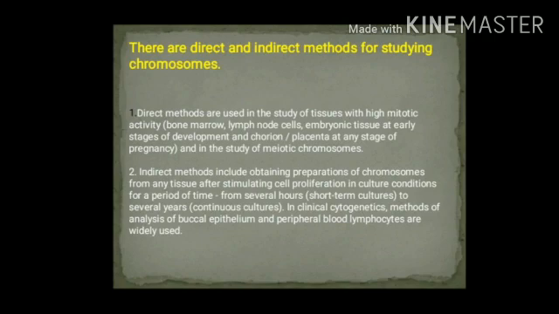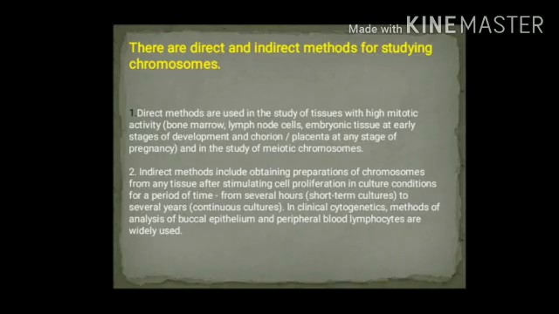There are direct and indirect methods for studying chromosomes. At first, direct methods are used in the study of tissue with high mitotic activity, for example, bone marrow, lymph node cells, embryonic tissue at an early stage of development, and chorion or placenta at any stage of pregnancy, and in the study of meiotic chromosomes.